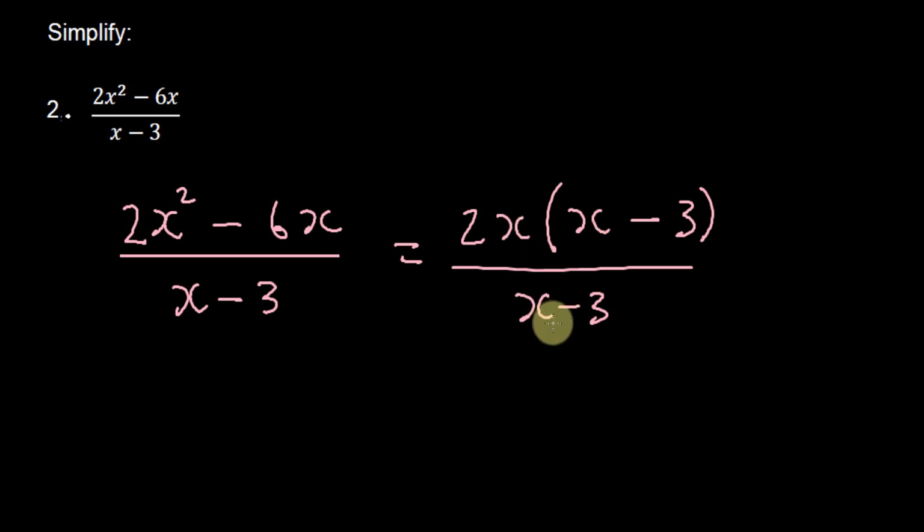Now we can simplify by cancelling the x minus 3 in the denominator with the x minus 3 in the numerator. And we are left with 2x. So we first check for common factors in the numerator and in the denominator. In this case, we don't have any common factors. The denominator here is a difference of squares, though.